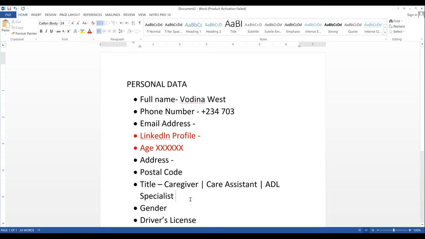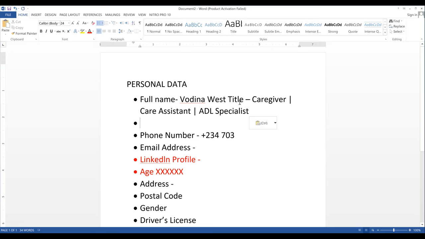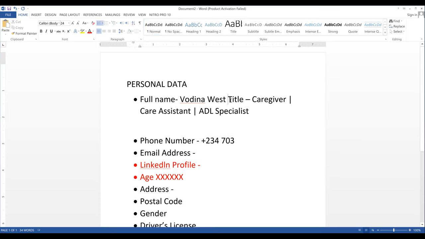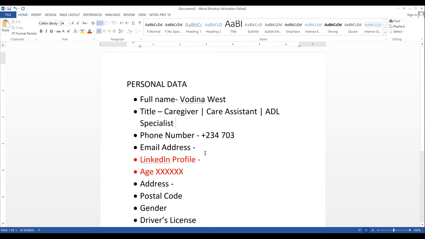So those in the professional industry, you can use project manager, add 2, 3, 4 titles there that will catch the attention of the person. And this title is usually right underneath the name. So after name, the next thing I'm gonna have there is the title. You remember, we're not writing title, we're not writing full name. It's just Vodina West, caregiver, care assistant, ADL specialist, senior care trainer, stuff like that.